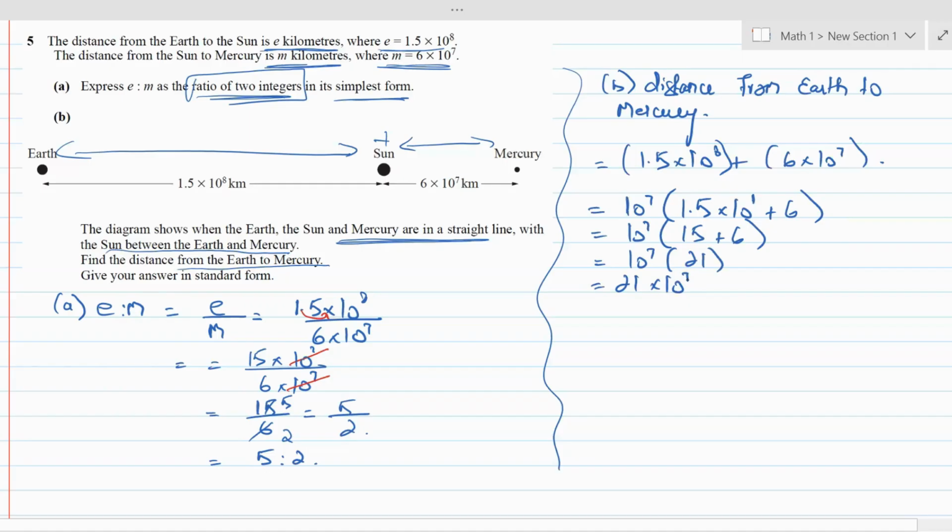And it's still not the standard form. 21 needs to be written as 2.1. So it would be 2.1 into 10 power 8 now.